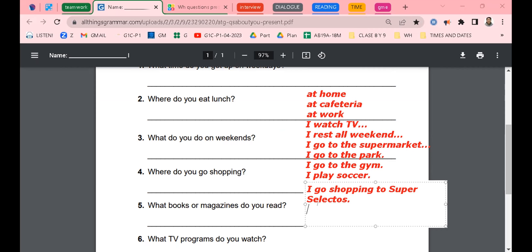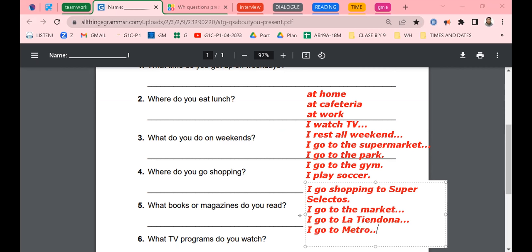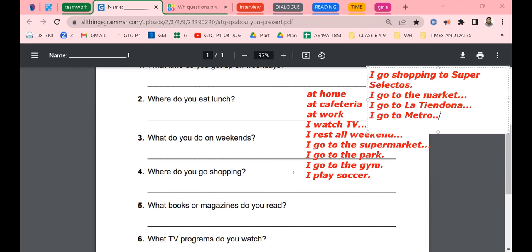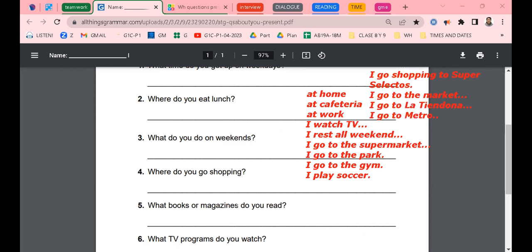Let's see. Dora, where do you go shopping? To the market, for example, al mercado, I go to the market. I go to La Tiendona, for example. Where do you go shopping? Supermarket. La Tiendona. Well, that's a market. I go to, let's say, any other store. Yeah, any other. Metro, okay. Any other store, not that one. Okay, interesting.